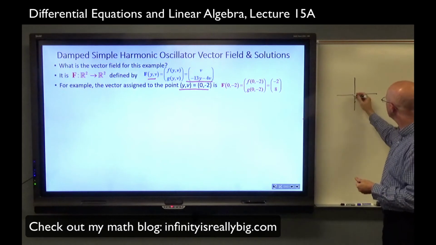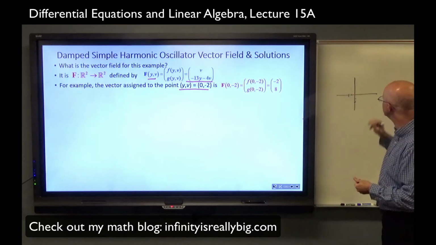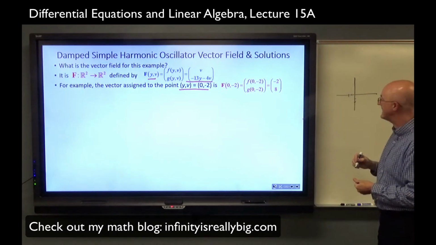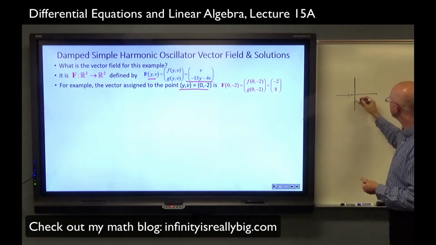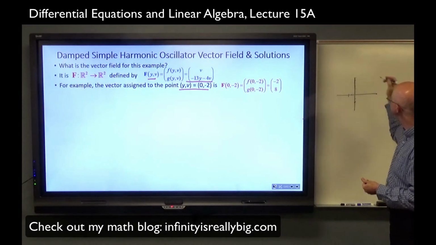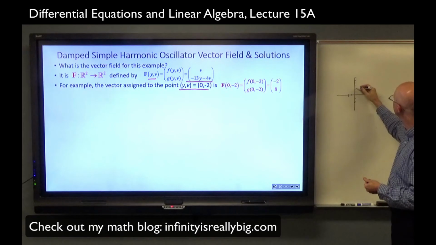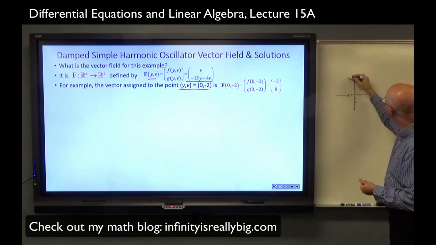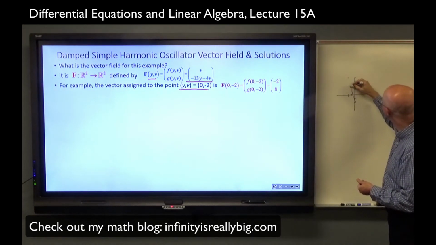In other words, its horizontal displacement is 2 units to the left, and its vertical displacement is 8 units upward. So I need to go 1, 2, and then 6 more. 3, 4, 5, 6, 7, 8. 1, 2, 3, 4, 5, 6, 7, 8. The vector in the vector field that is attached to this point looks about like this. Hard to draw it straight.